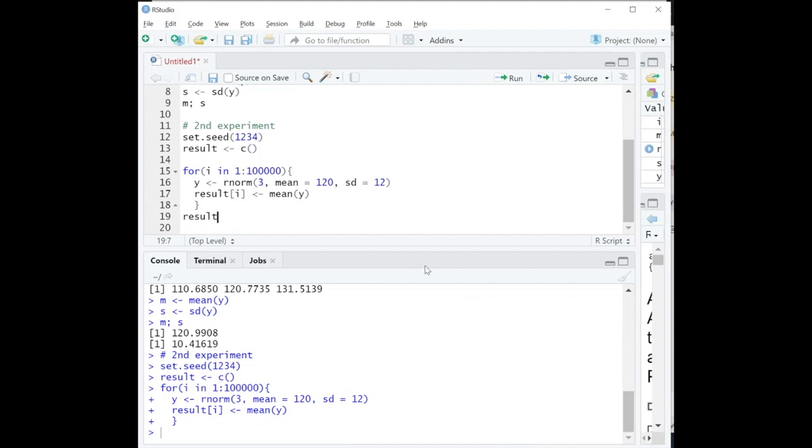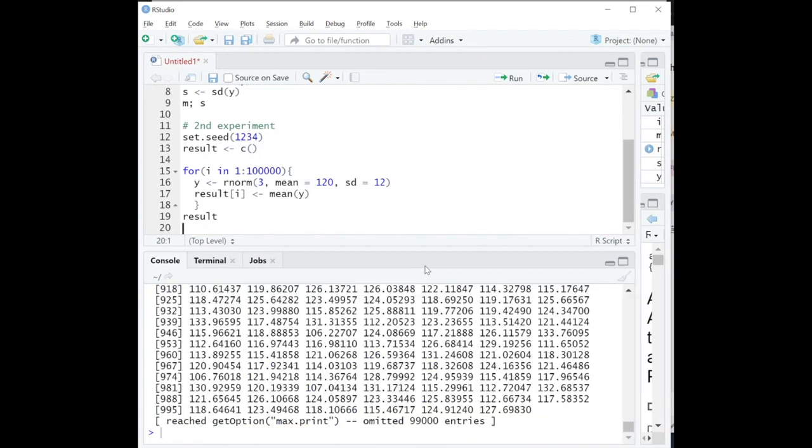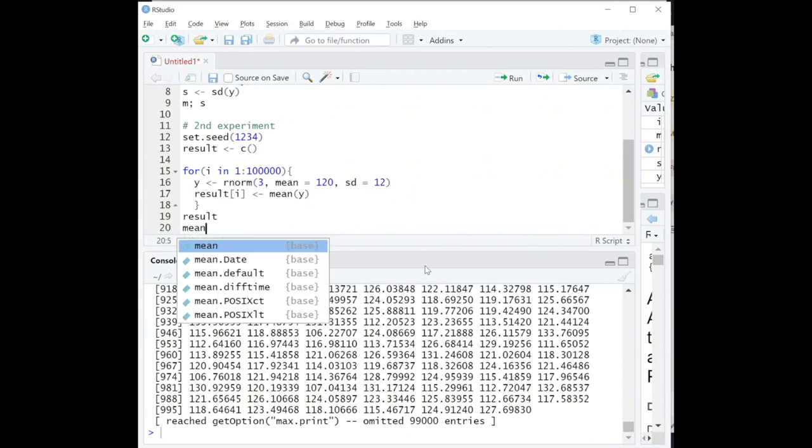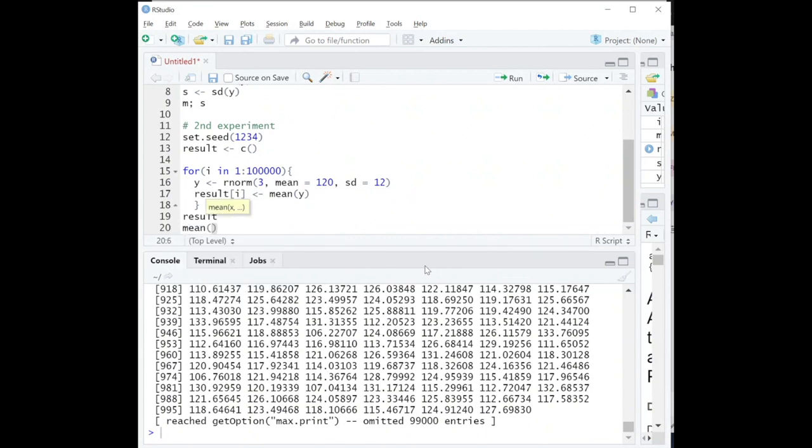I explore. You see that I can see just the first 1,000 values. All the other ones are cut because there are too many. But I have 100,000 values in my vector. What is the mean? Mean of result. This is it.